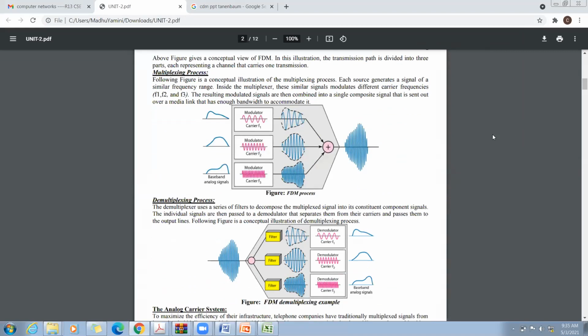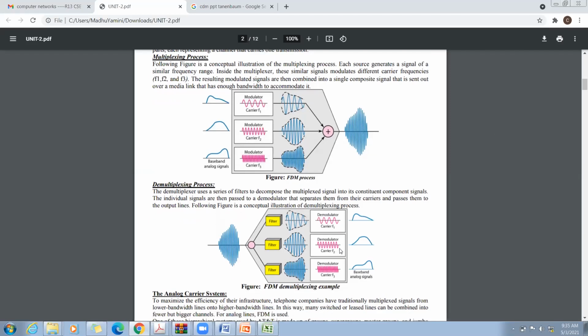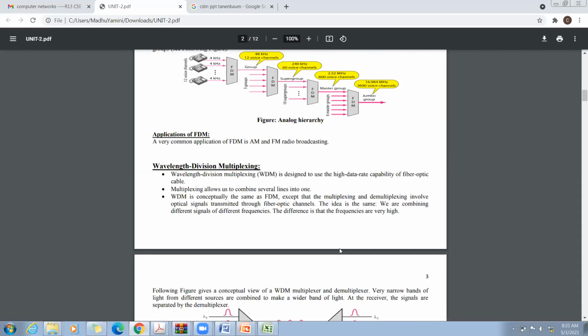In the multiplexing process, baseband analog signals are converted to modulated signals, and all three modulated signals are combined together to form a composite signal. And in the demultiplexing process, we have seen how the composite signal is converted back to baseband analog signals. Here in the multiplexing process, we use a modulator to add the carrier frequency. In the demultiplexing process, we use a demodulator to remove the added carrier frequency. This is what we have discussed.